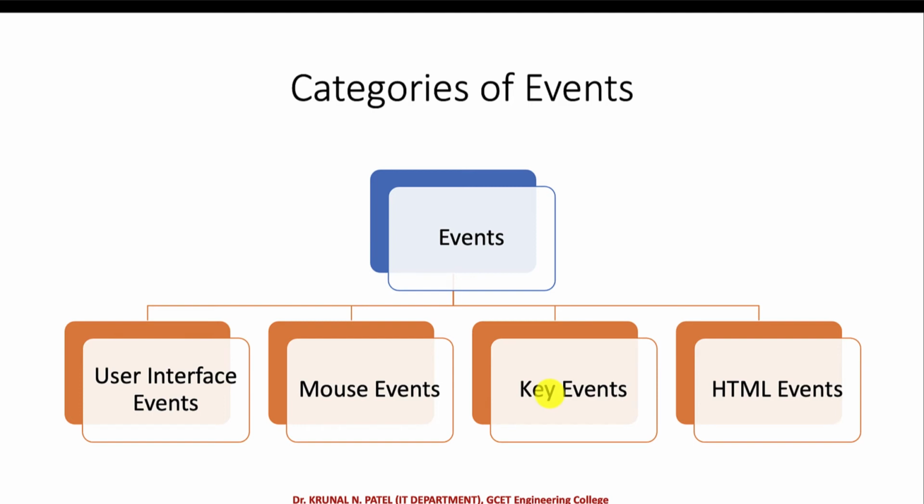So basically there are four categories of events: user interface events, mouse events, key events, and HTML events, right? Another category would be timely events, where a particular action happens after a particular time. So that is known as the timely event.